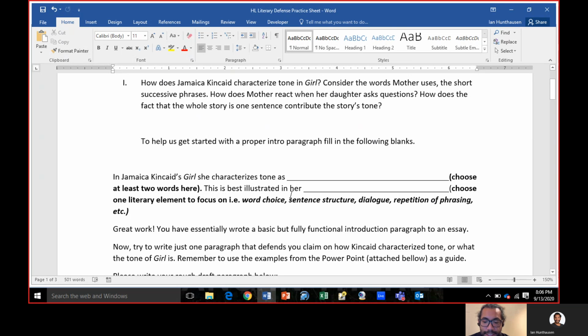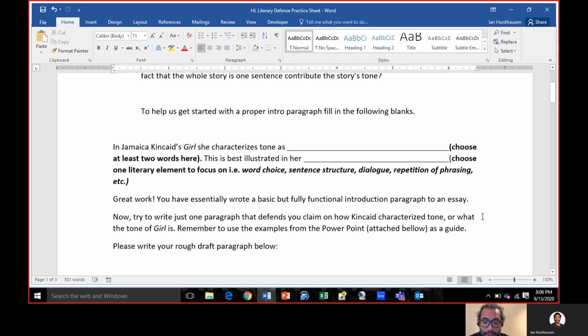This is best illustrated in her... And this is where you'll literally write, "This is illustrated in her word choice," or "this is illustrated in her sentence structure," or "this is illustrated in the dialogue," or "this is illustrated in the repetition of phrasing." So what is the one element? Because you're only going to write one paragraph. That's it. That's all we're working on right now. That's all we're going to be working on for a minute.